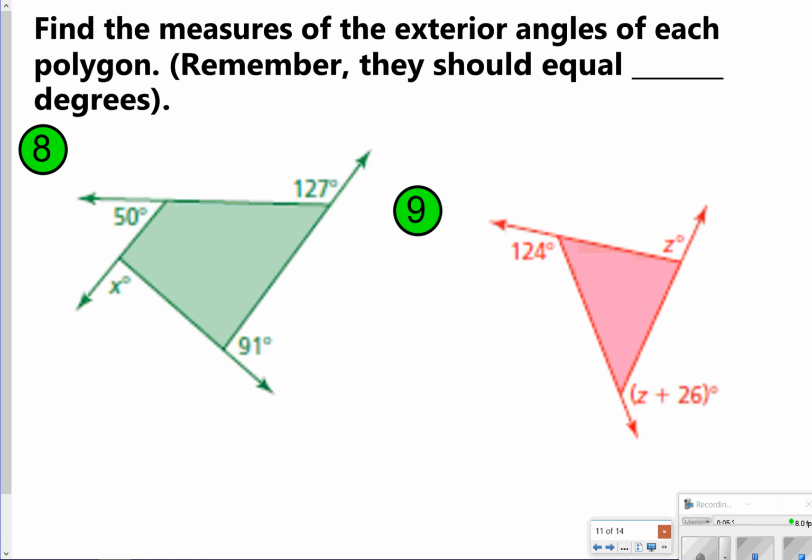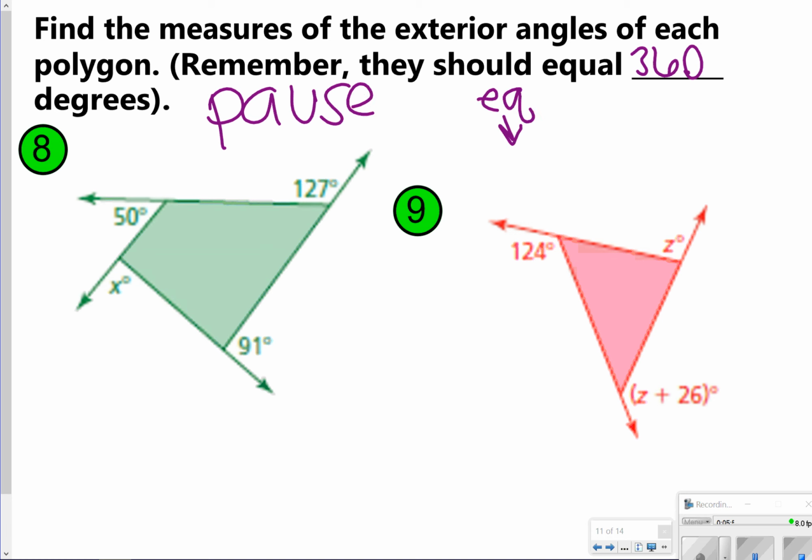So we're going to try number 8 and number 9. You do want to be careful with these. Remember, all exterior angles should equal 360. Okay, so you're not just solving for x or solving for z. You actually want to give me the exterior angles. Go ahead and take time now to pause the video. Try these on your own. You might need to write an equation for number 9 in order to find the measure of your exterior angles.